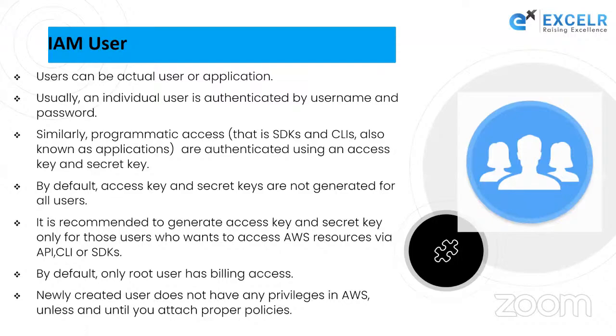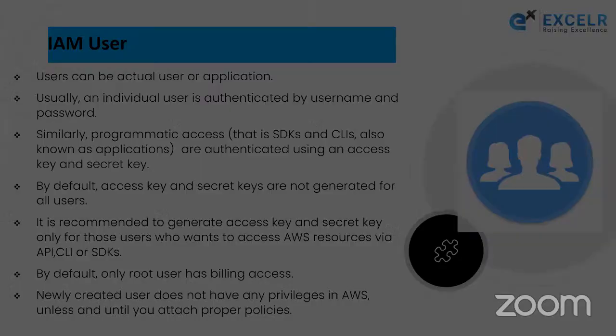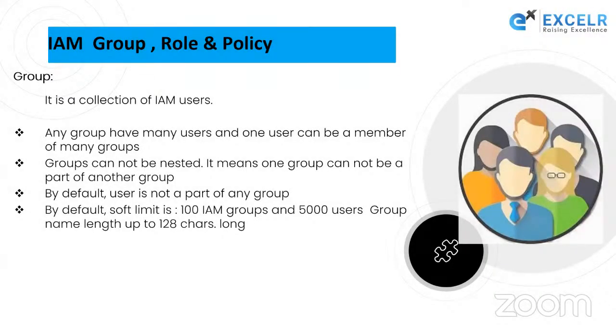Let us go to the next section. We've already seen that. Then we'll look at the other options, which are groups, roles, and policies. A group is nothing but a collection of IAM users. A group can have many users. A user can be part of multiple groups, and so on. A group cannot be a nested group, which means you cannot have a group inside a group.